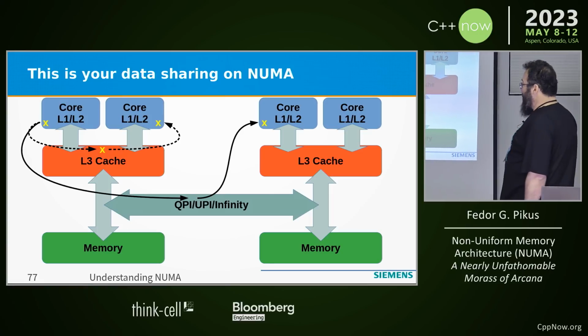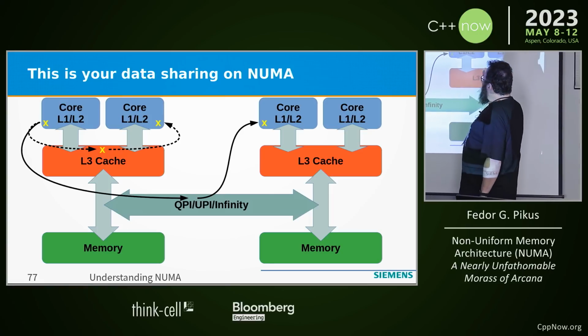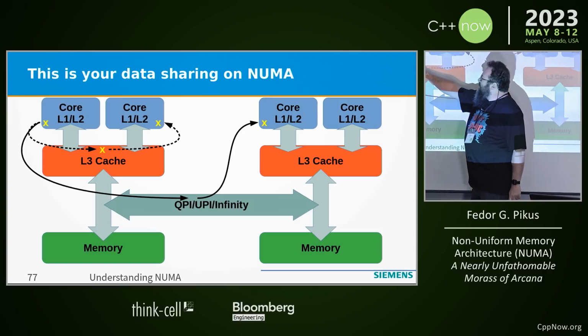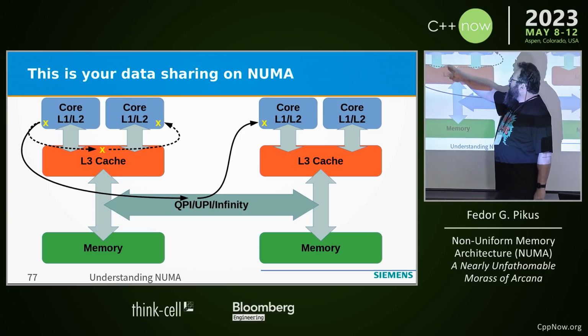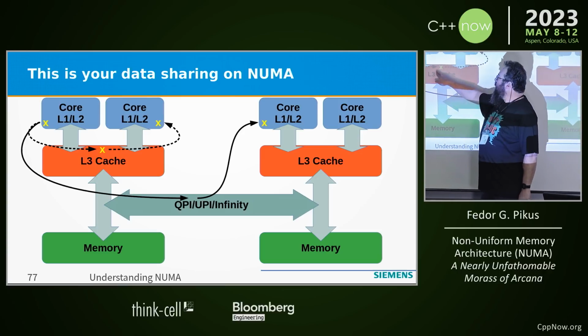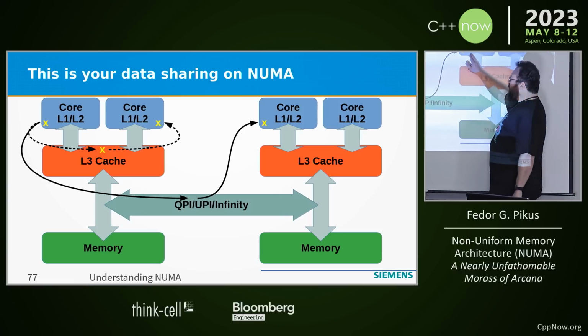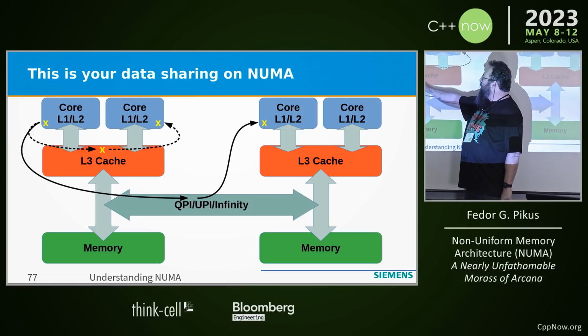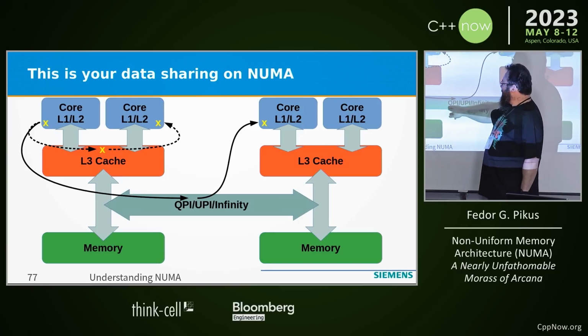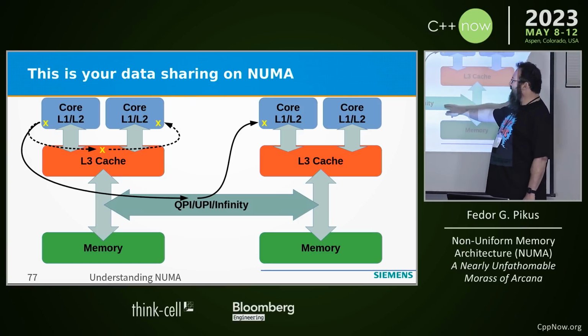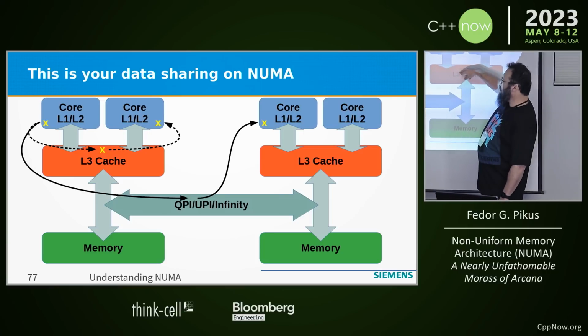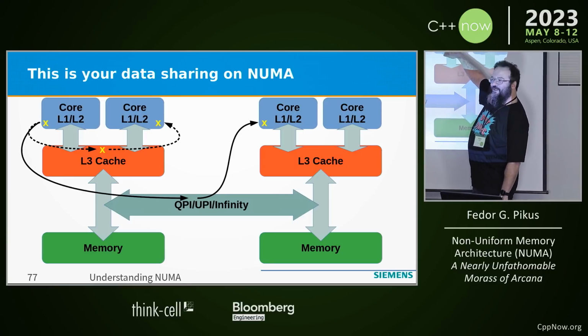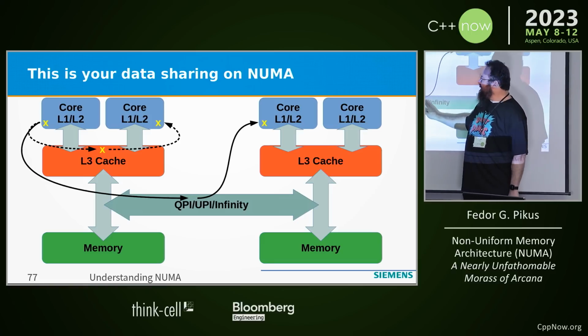You already see where that's going. Now, we have this variable. This core has it. This core wants it. It goes to the L3 cache. This core wants to look at it. Goes out to the interconnect, back into L3 cache, and here. This is your NUMA traffic.